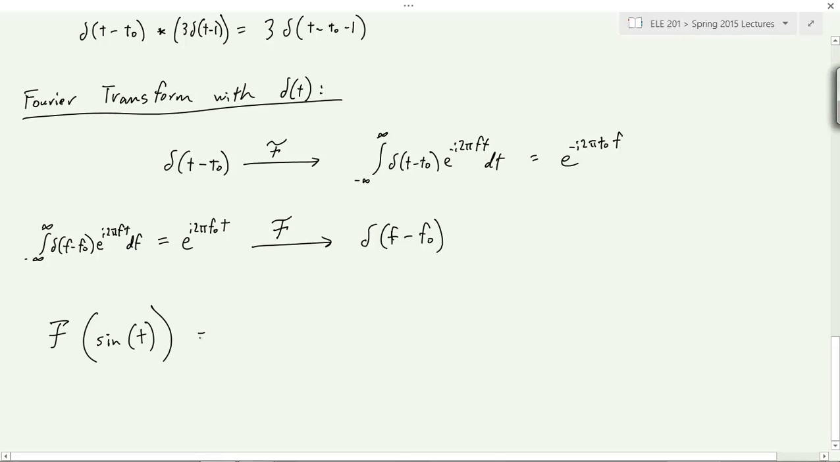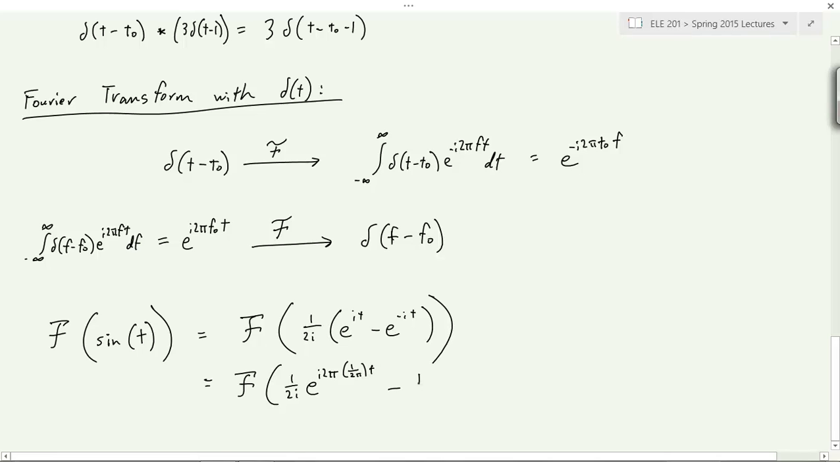Well, first thing, let's say this sine can be rewritten as 1 over 2i times e to the it minus e to the negative it. And we can rewrite this one more time in a form that's a little more natural. Let's split this into two here: e to the i 2 pi, 1 over 2 pi t, minus 1 over 2i e to the negative i 2 pi, 1 over 2 pi t. Now it looks exactly like the formula we've derived here.